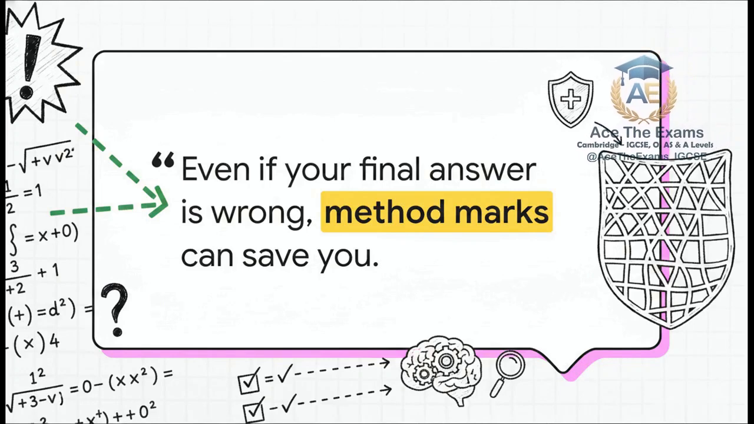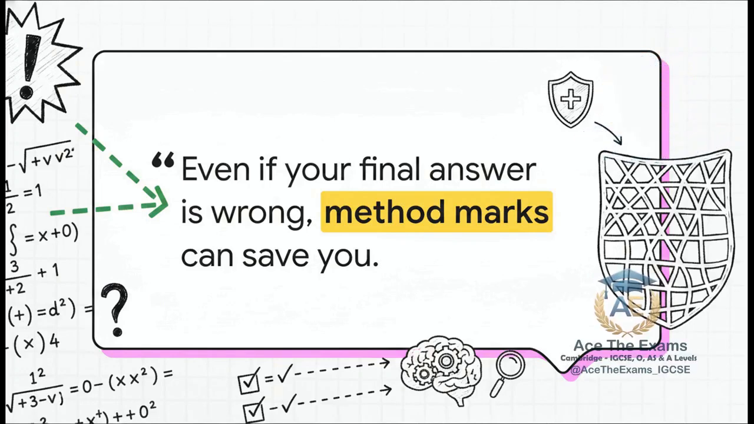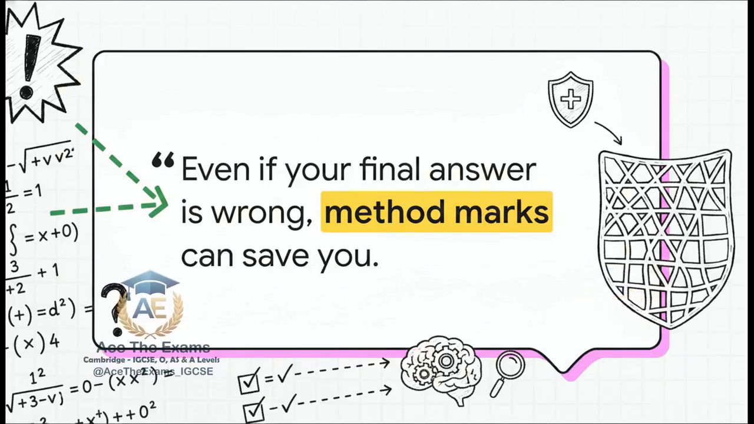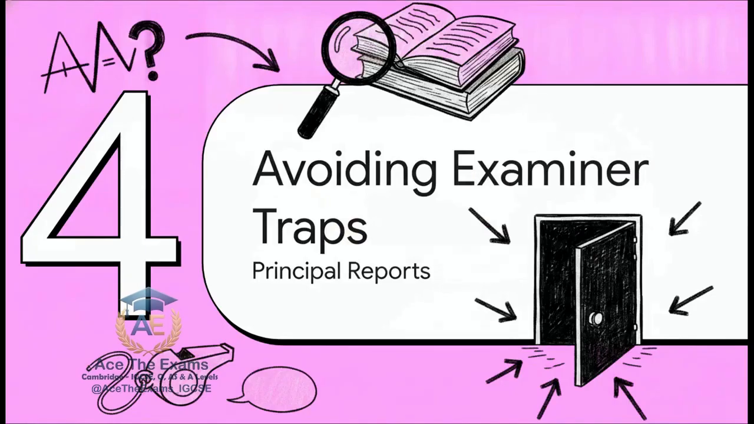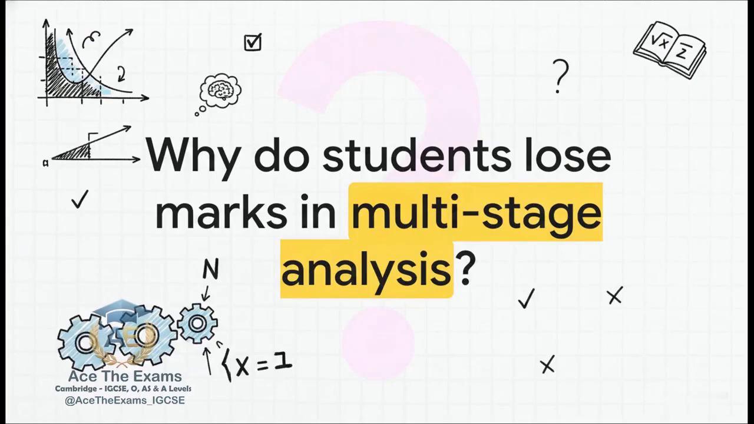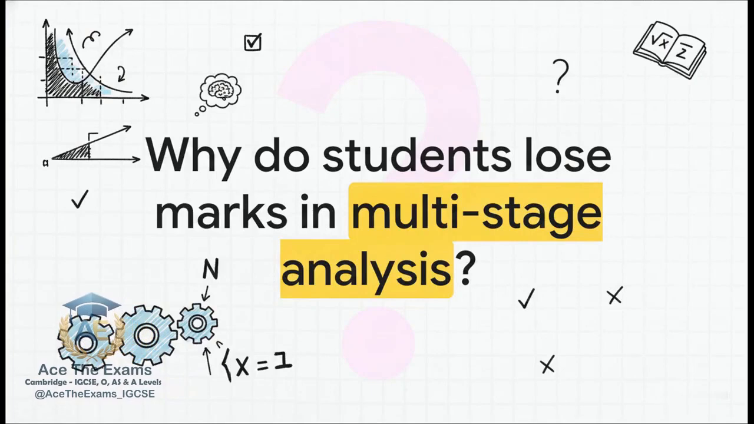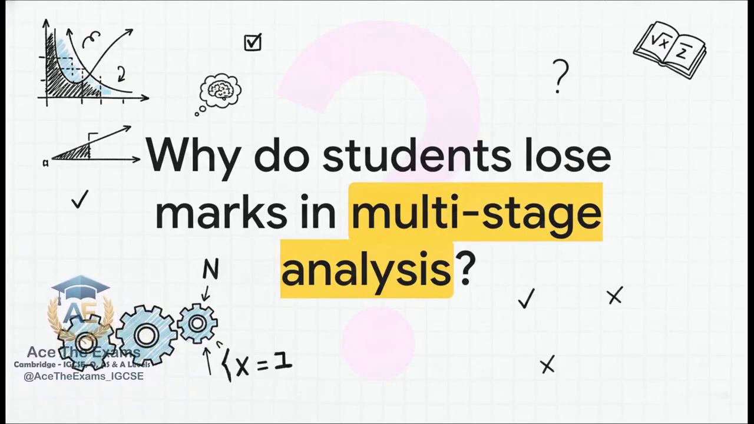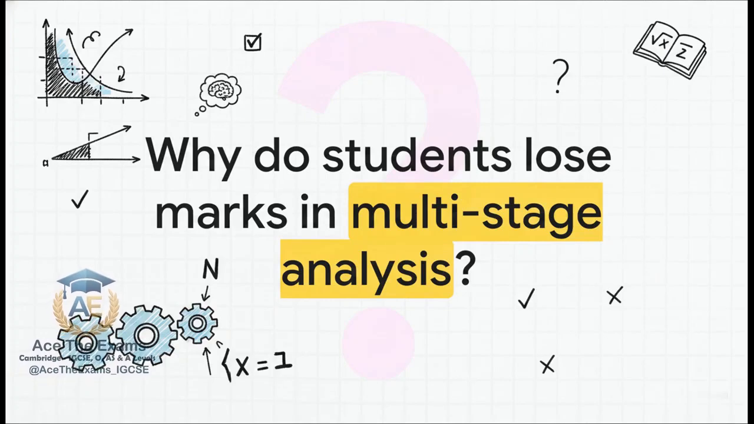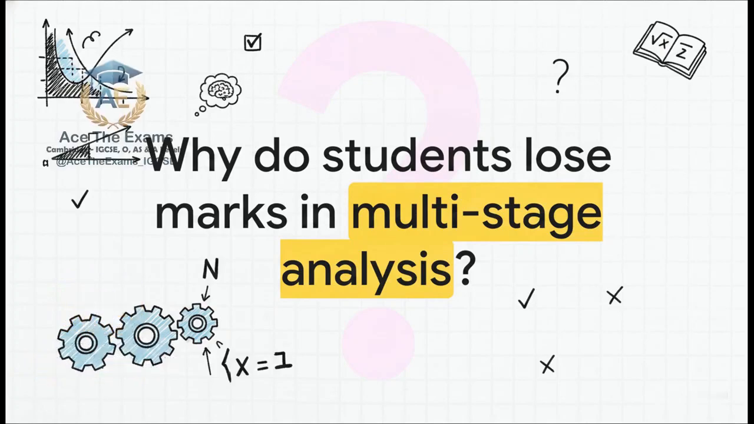Remember this quote from the examiner? Students lose marks by not showing working. Even if your final answer is wrong, method marks can save you. If Sam had written apply chain rule to y squared, he might have caught his mistake, or at least earned a method mark. Section 4. Avoiding examiner traps. We've dug through the principal examiner reports, and we have to ask, why do students lose marks in multi-stage analysis? This brings us to Challenge 3, speed writing. You have 30 seconds on the clock to mentally construct a perfect Peel paragraph for the final part of a question asking for the normal to a curve.